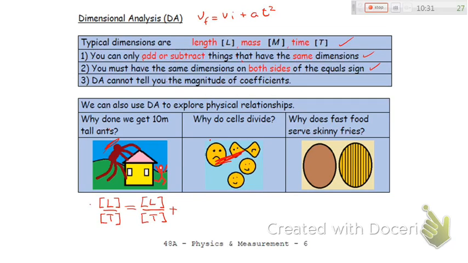But then I come to this plus A. A is acceleration, which is meters per second squared. So that's going to be length over time squared. And then I have time squared. Can you see what I did there? Can you see how those two cancel? And so I have length over time equals length over time plus length.